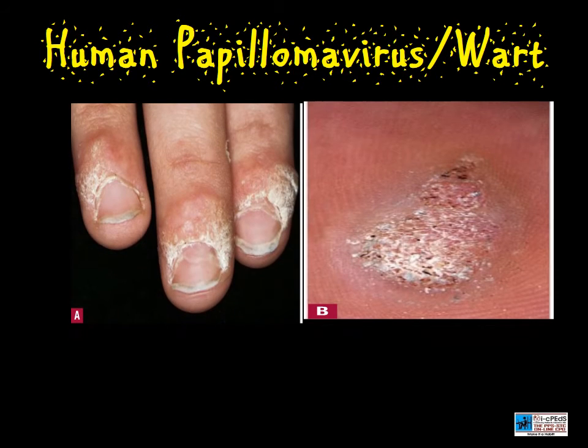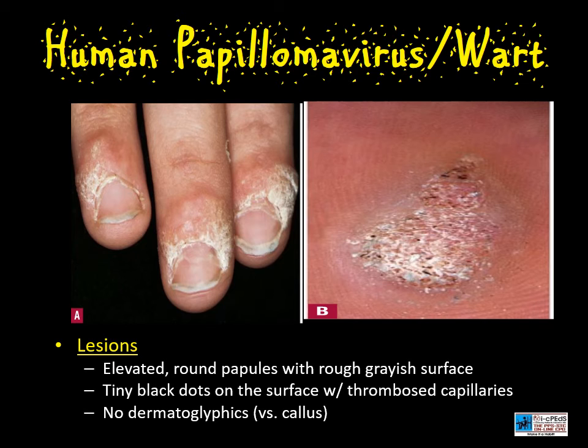Warts or verruca are very common, harmless skin infections caused by human papillomavirus. Common warts or verruca vulgaris are irregularly surfaced, dome lesions that can occur almost anywhere on the body. These are characterized by tiny black dots on the surface with thrombosed capillaries. Multiple warts are common and are spread by skin-to-skin contact or contact with a contaminated surface.